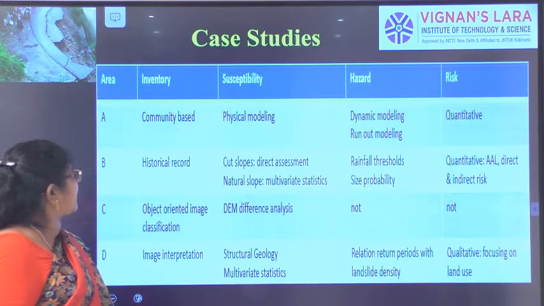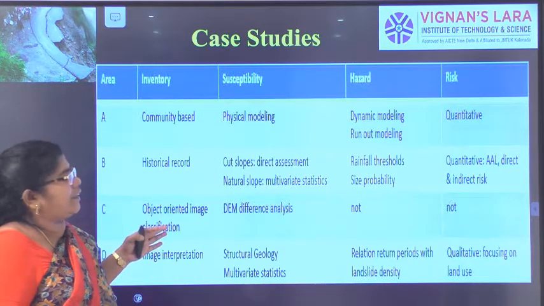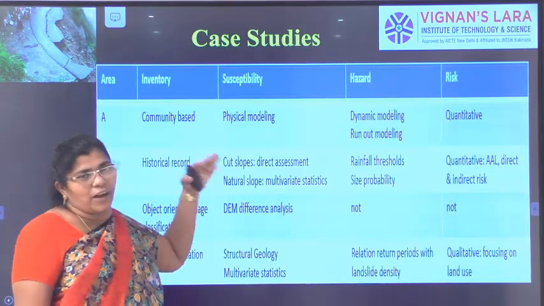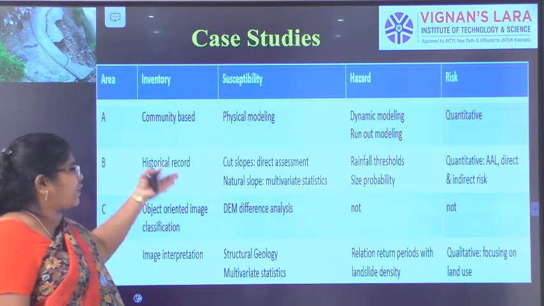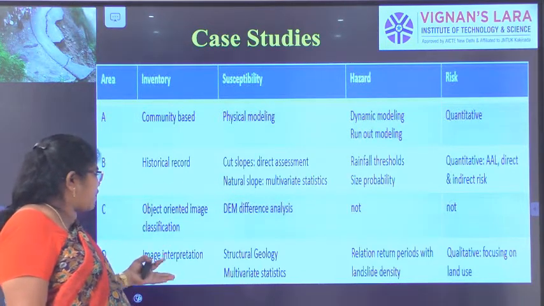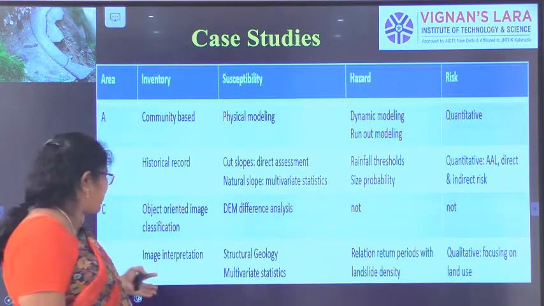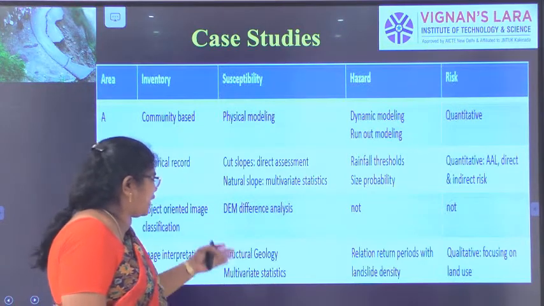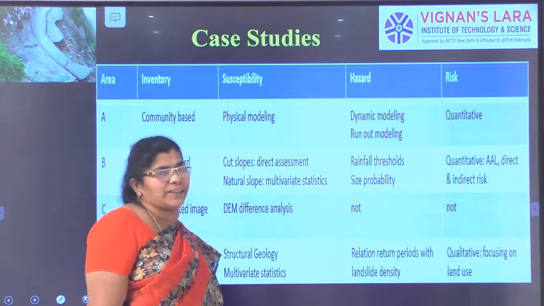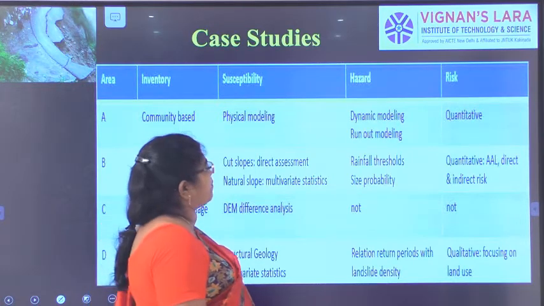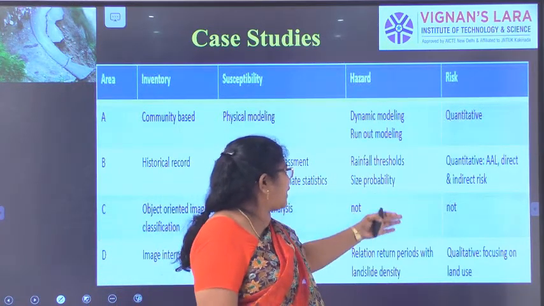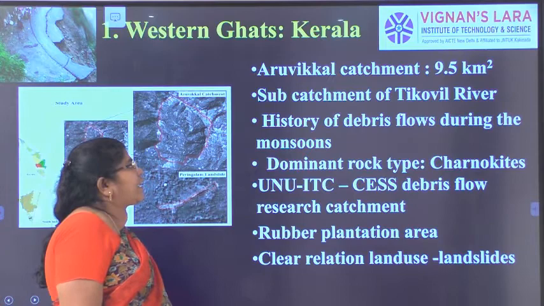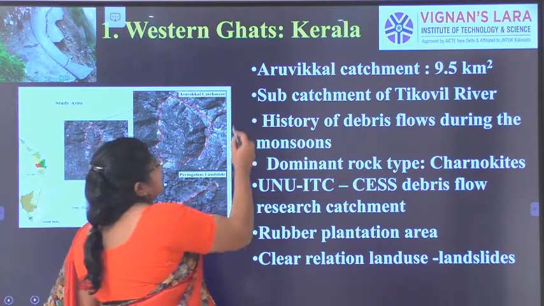When we take case studies, we have to consider all these factors: the community base, how this area was formed, what the historical record is, any image or satellite image, and image interpretation. We have to check where cut slopes are, where geological modification has happened, whether a landslide has already occurred, and the dynamic modeling. We have to find out what risk was there. So in Kerala we have taken an area called Arvikal.